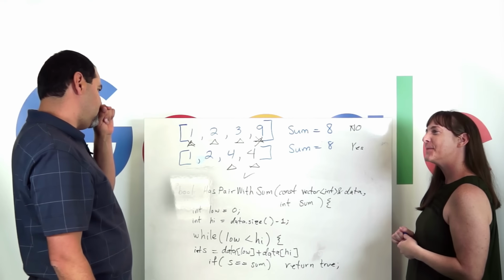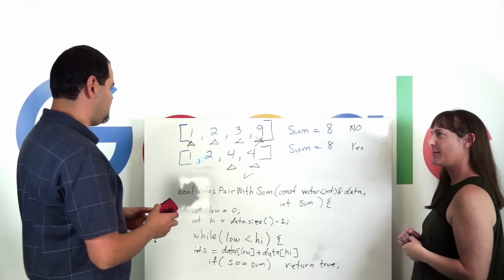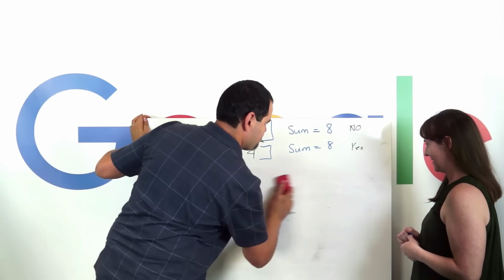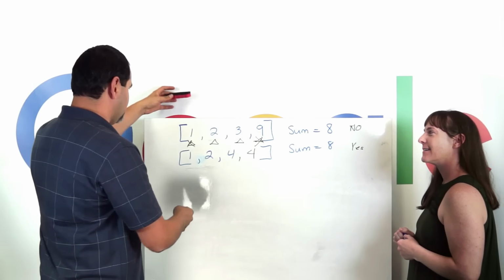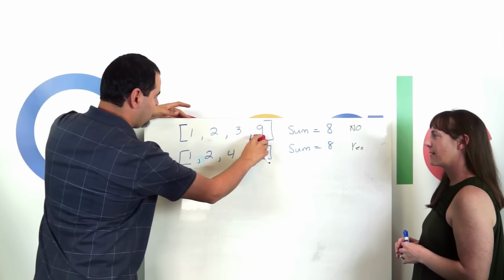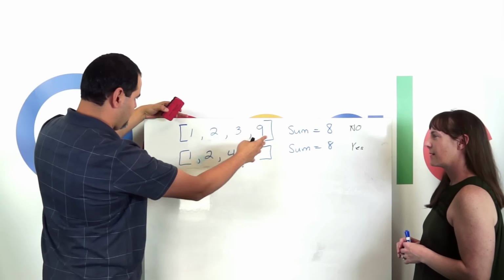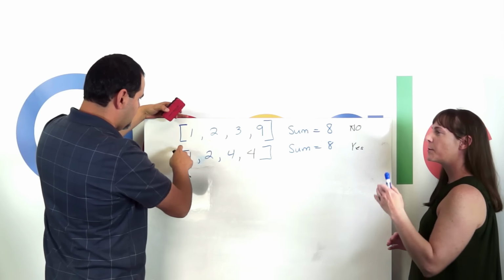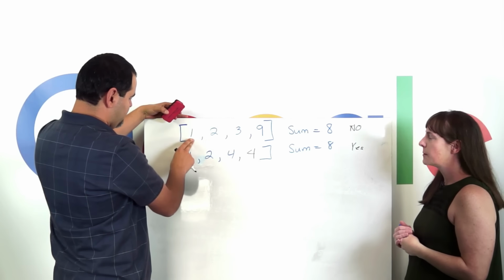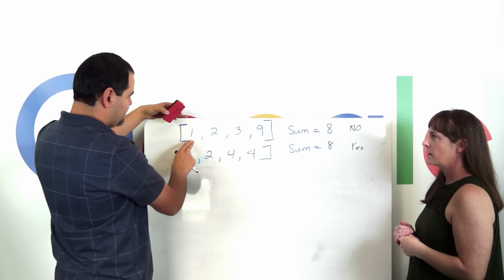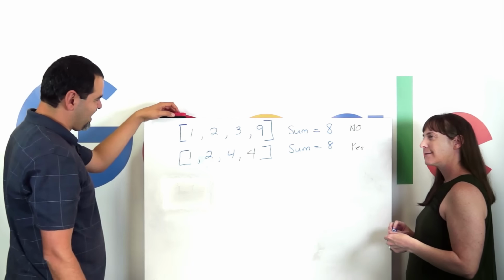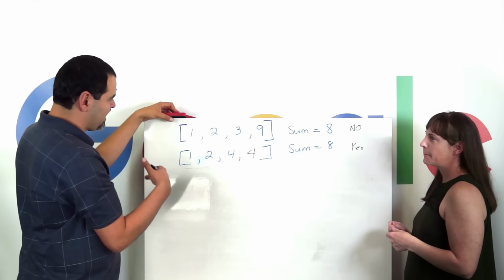Okay, let's see. If I go back to this idea, let me erase this. When I look at a number, what I need to figure out is if the complement is in the rest. The complement meaning? The 8 minus this value. In this case, when I have the 1, I need to figure out if 7 is in the rest. Yes. If I cannot sort, and searching that will be linear, so that's not a very good idea.